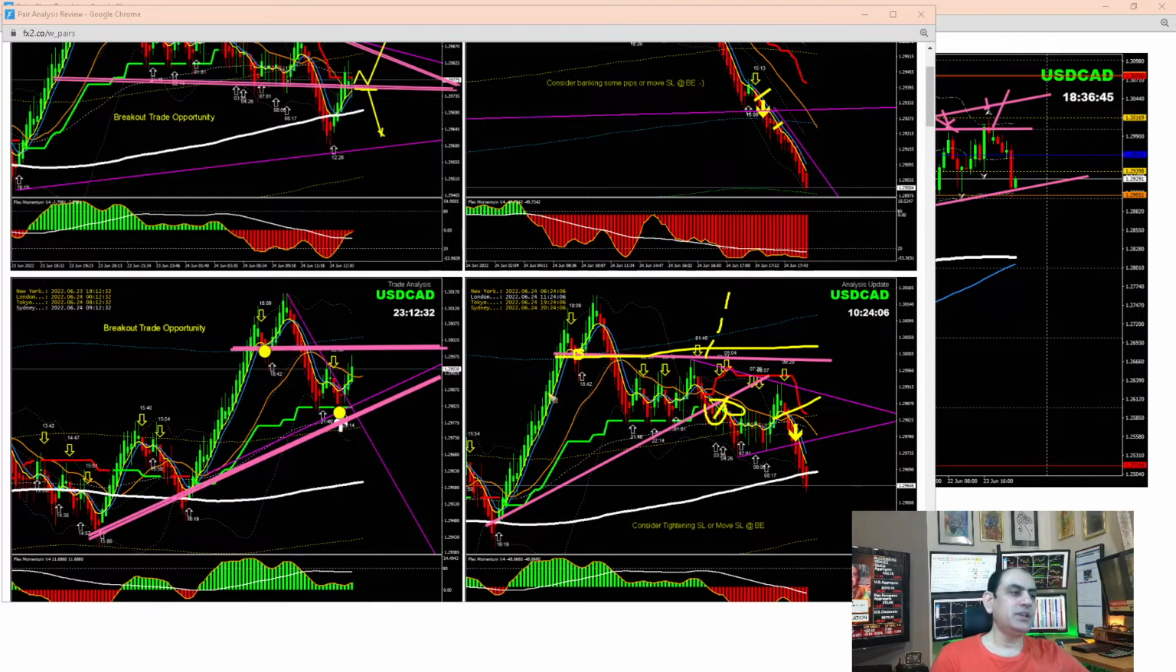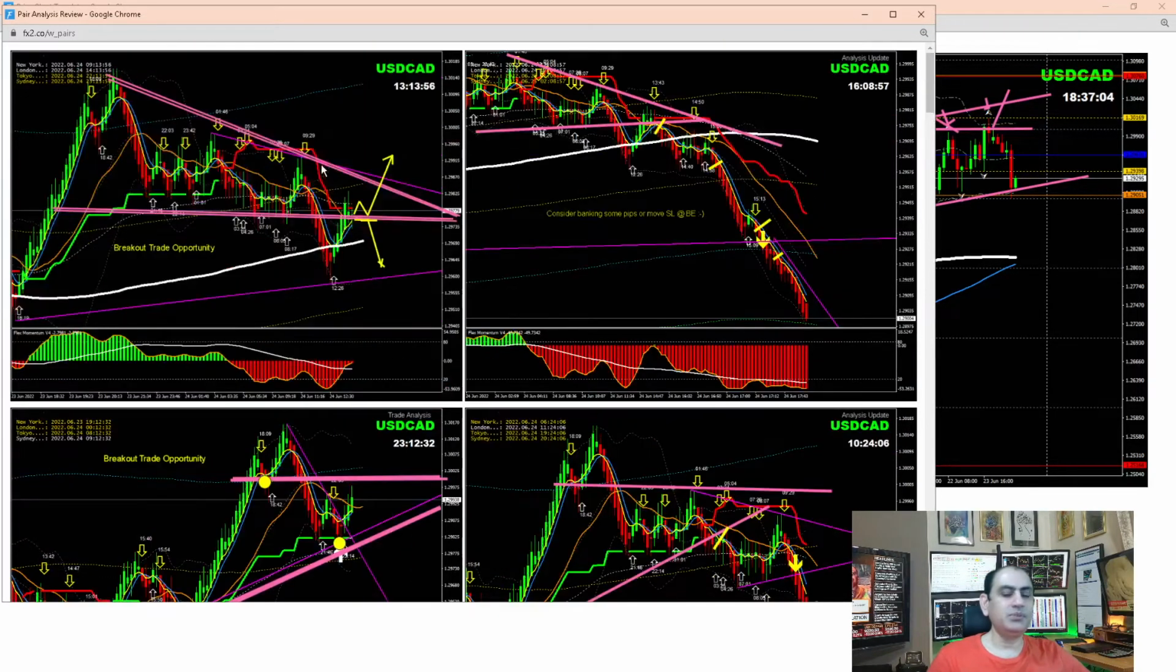At the London morning, we banked some pips as price hit the support level. I explained to my traders it's time to bank some profit or move your stop loss to break even, and see if you can get another pullback short trade here. And that's what I updated in that analysis instantly. Once we banked a few pips, as you can see here, that was beautiful.